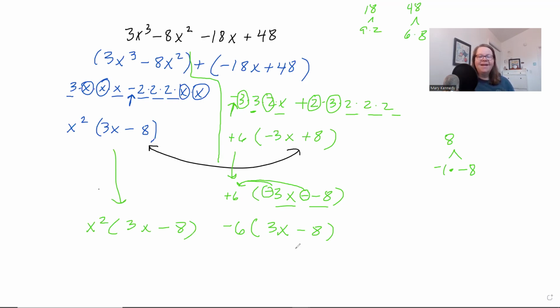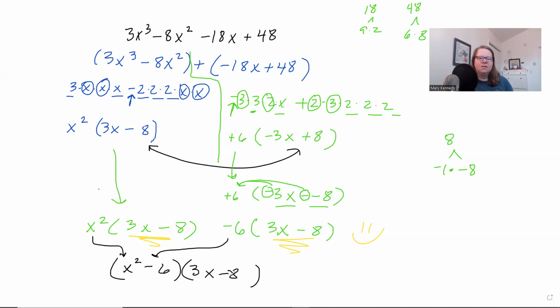Okay. Now we can look at it and see we have 3x minus 8, 3x minus 8. That is a very good thing. We want to see the same thing in the parentheses. We're now ready to write our final answer. So for the final answer, we're going to have 2 parentheses, and whatever is the greatest common factor is going to go here. And then what was in both parentheses, we write in the other one. And that is our answer, x squared minus 6 times 3x minus 8.